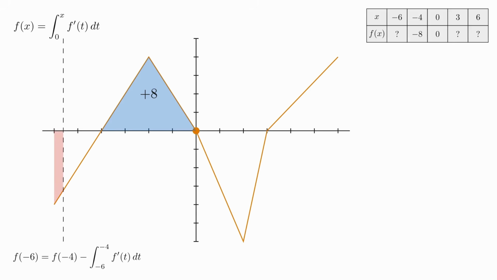I find this area, and I get -4. So what I'm looking for here is the -8 that I had minus -4. So I get -4 and fill it in. Now we're gonna go forward.